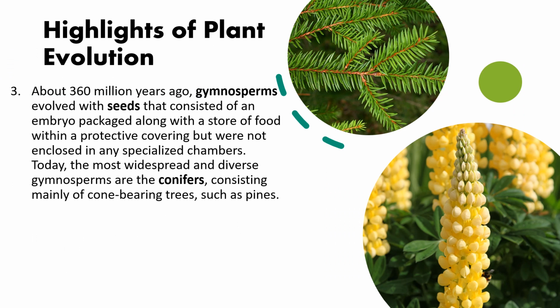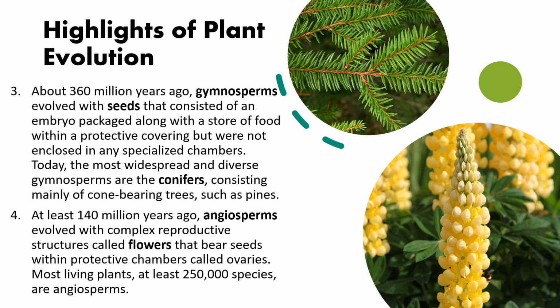Our next major adaptation is going to be 360 million years ago with the gymnosperms. And the gymnosperms are going to be the first plants that have seeds. And a seed is going to be an embryo packaged along with some food that will allow for the actual embryo to develop. It's also going to have a protective covering, which will allow it to survive when it's not in water. These are going to be extremely widespread and diverse, and the gymnosperms are going to include the conifers, which are cone-bearing trees called pines.